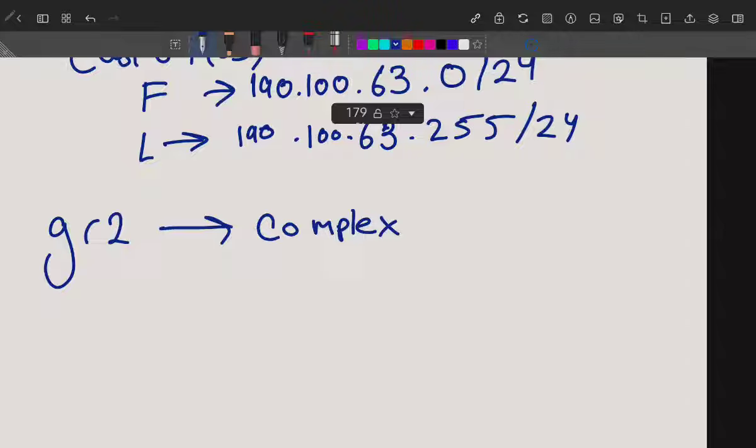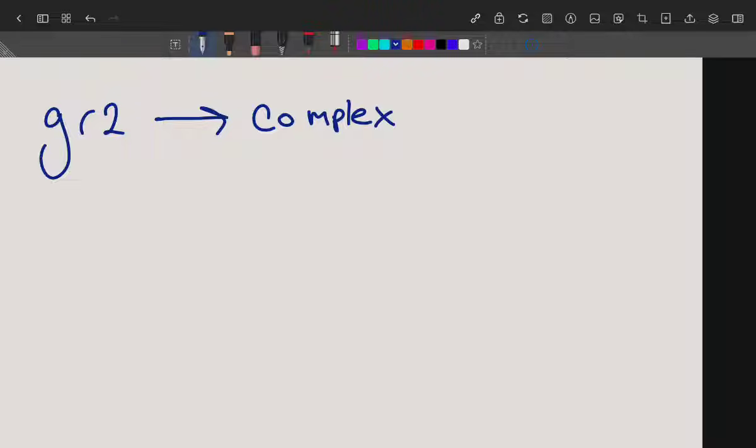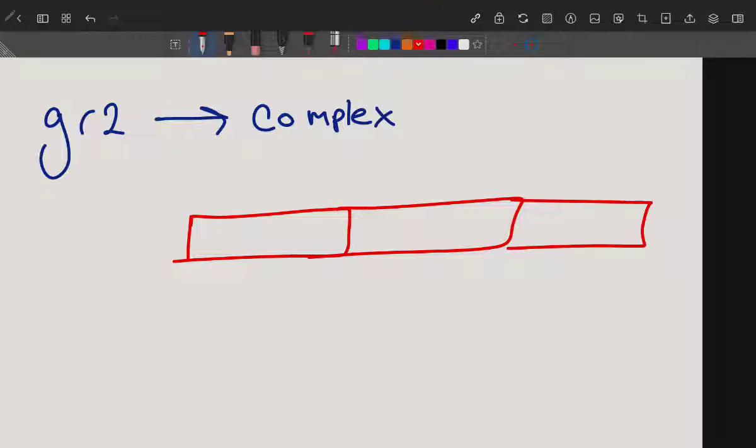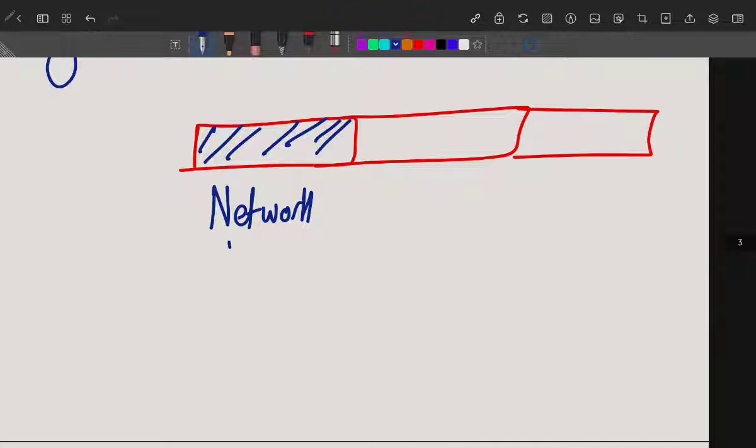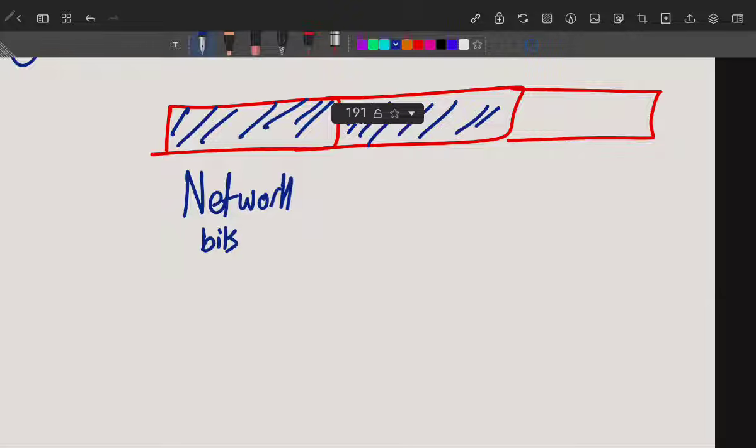Before we dive into any explanation of group 2, we need to understand the three compartments of your IPv4 address. Remember that your IP address is of three parts. The first compartment is for the network bits. The second part is your subnet identifier bits, and then your third part is for your host bits.